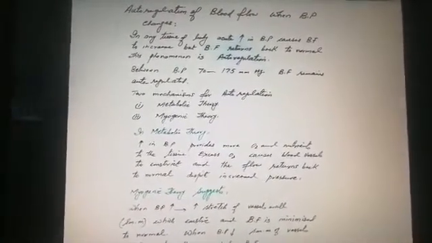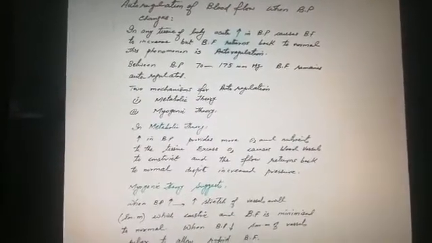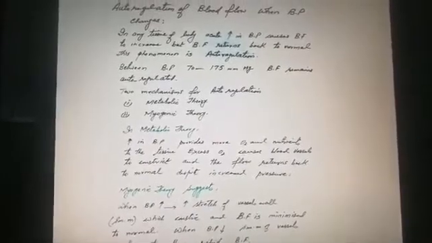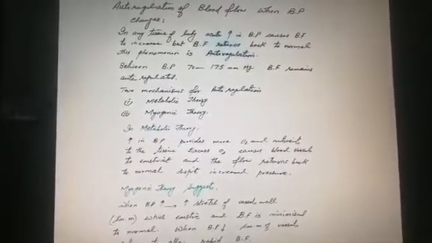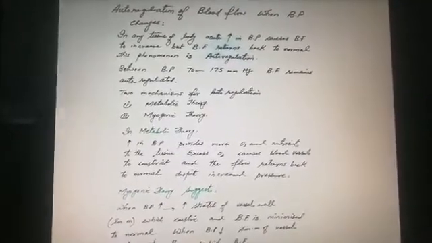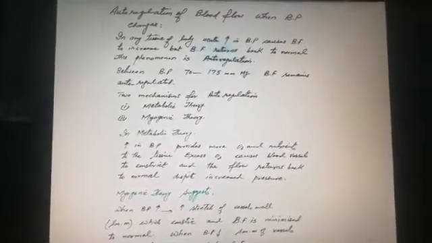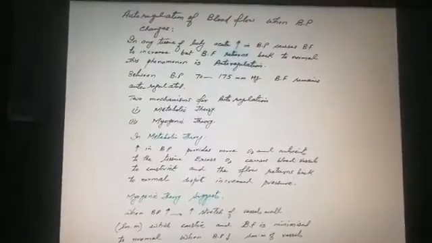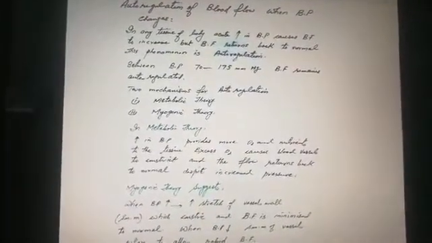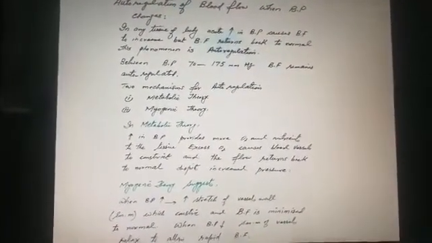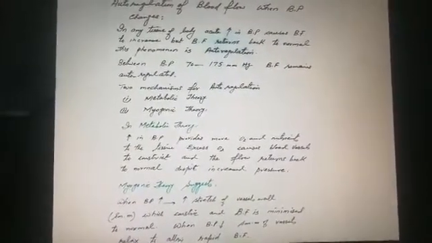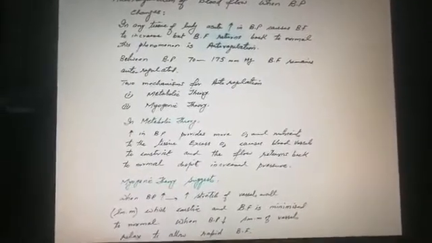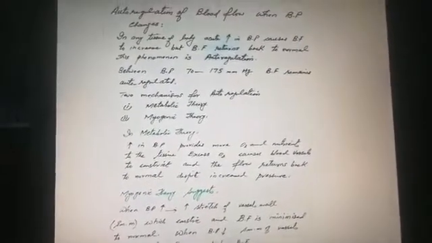Oxygen, the level of oxygen regulates the blood flow towards the tissue. This is the summary. The level of oxygen regulates the blood flow towards the tissue. If the oxygen is more in the tissue, then there is vasoconstriction and decrease in blood flow to the tissue.